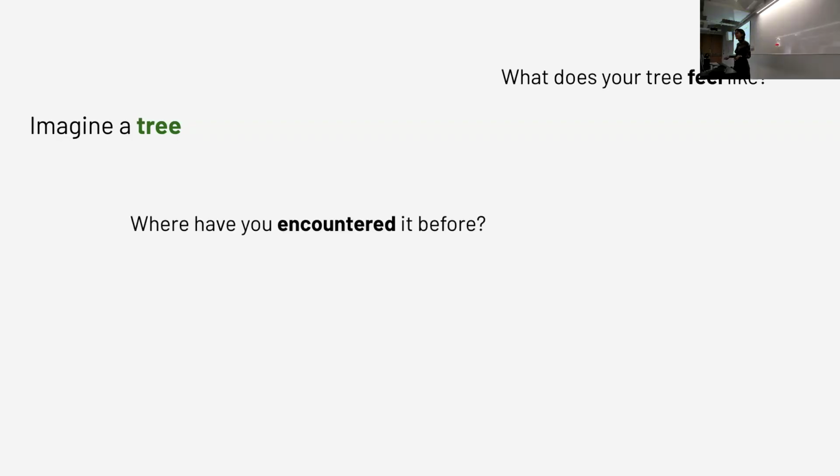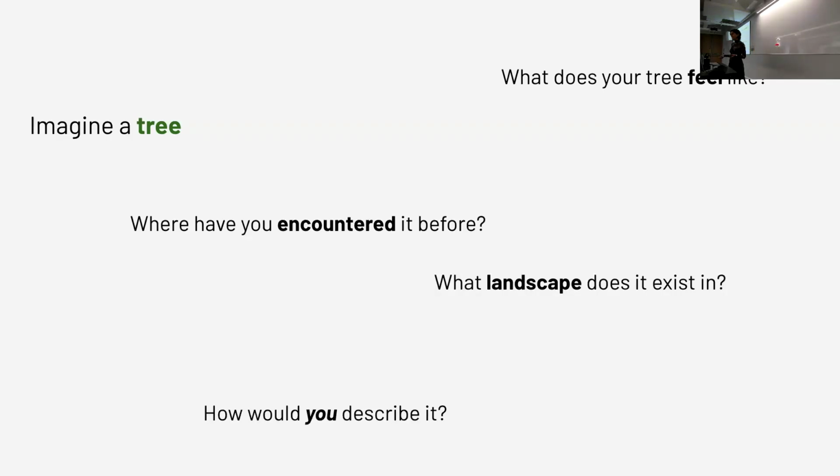So let's start with a little exercise. I want you all to imagine a tree. Got it? What do you see? What does your tree feel like? Where have you encountered it before? What landscape does it exist in? How would you describe it?